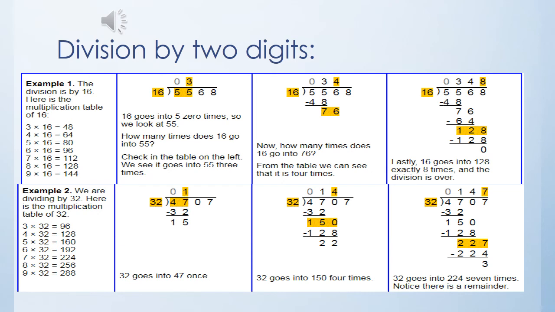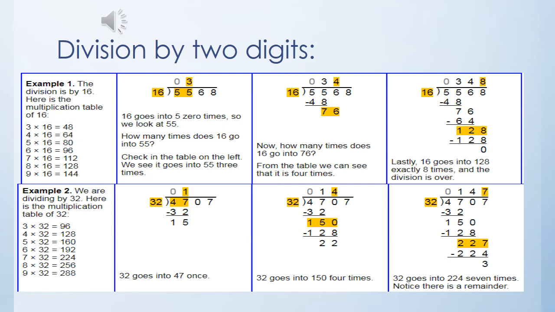Now move towards example number 2, that is 4707 divided by 32. Write down the table of 32 and then start the division. 32 multiplied by 1 is 32. Because 32 is greater than 4 and smaller than 47, you will start the division. Read the table of 32. 32 multiplied by 1, answer is 32. Now subtraction. 47 minus 32 is 15.